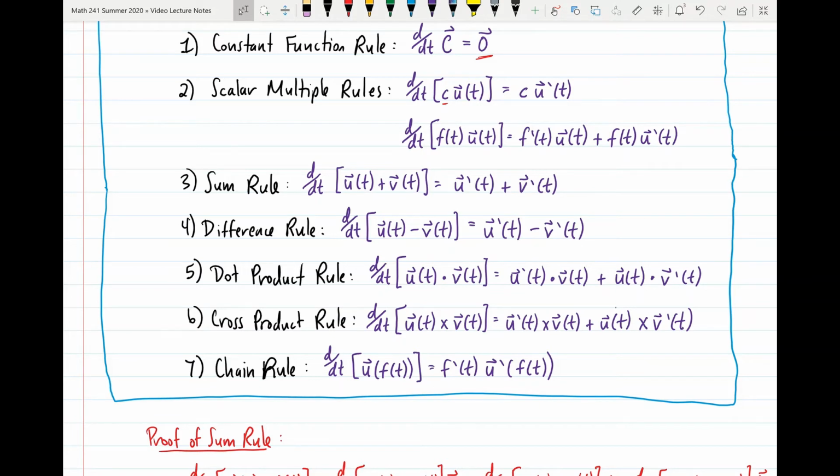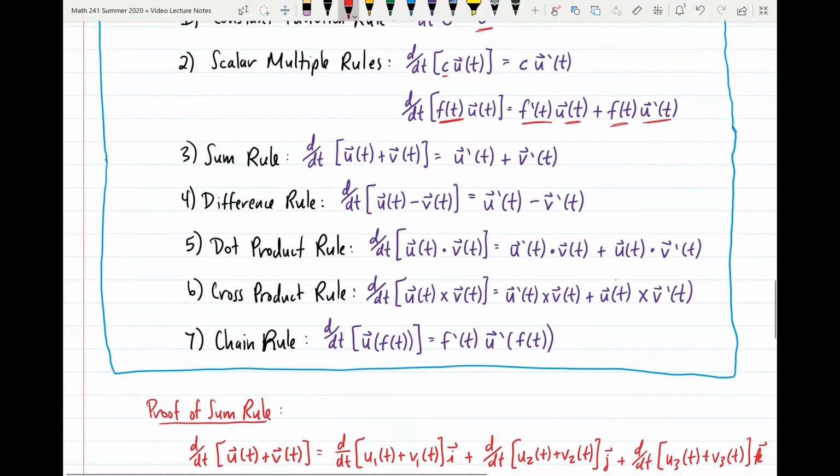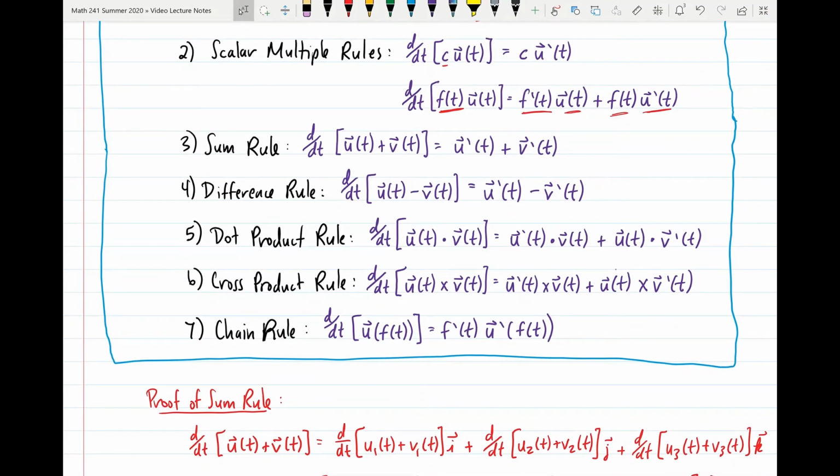Also resembling the fact that we can pull scalar multiples out of derivatives when we are differentiating regular real valued functions. Also, if we have a scalar function as opposed to just a scalar constant being multiplied by a vector function u, then we end up with something that looks like the product rule when we take the derivative. So we end up with the derivative of f of t times u of t plus f of t times the derivative of u of t. And we're going to see that pattern multiple times below. The sum rule is exactly what you would expect. So the derivative of the sum of two vector valued functions is equal to the sum of the derivative of each function.